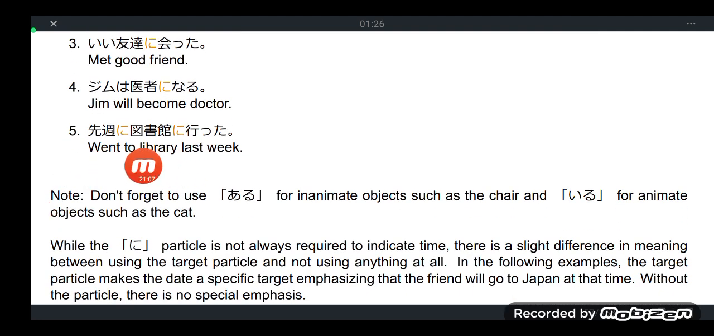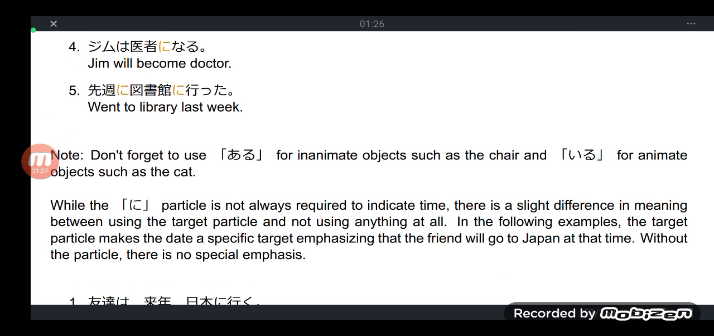Went to library last week. Last week is senshu. Toshokan, library. So itta is the past tense of go, which is went. Senshu ni toshokan ni itta. Went to library last week.